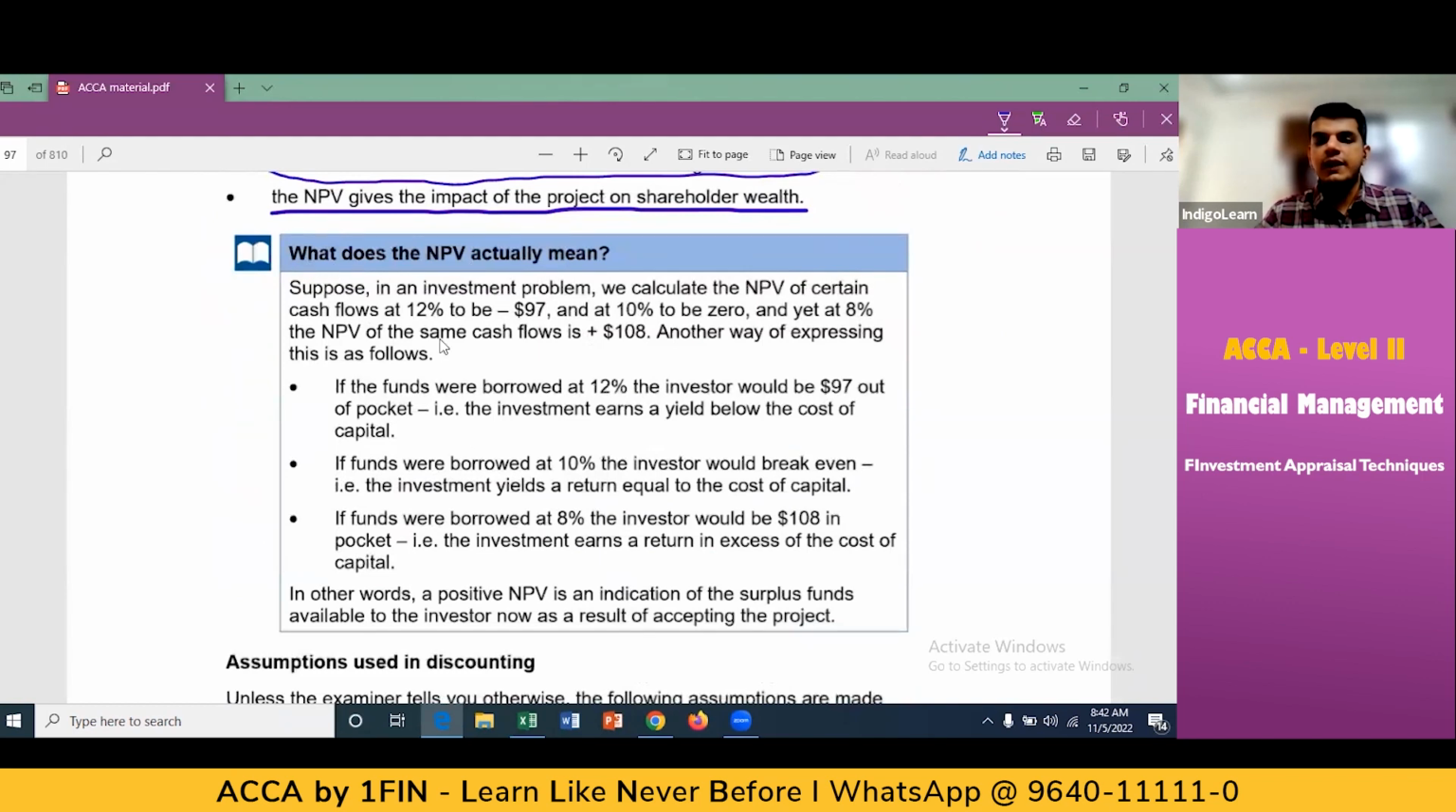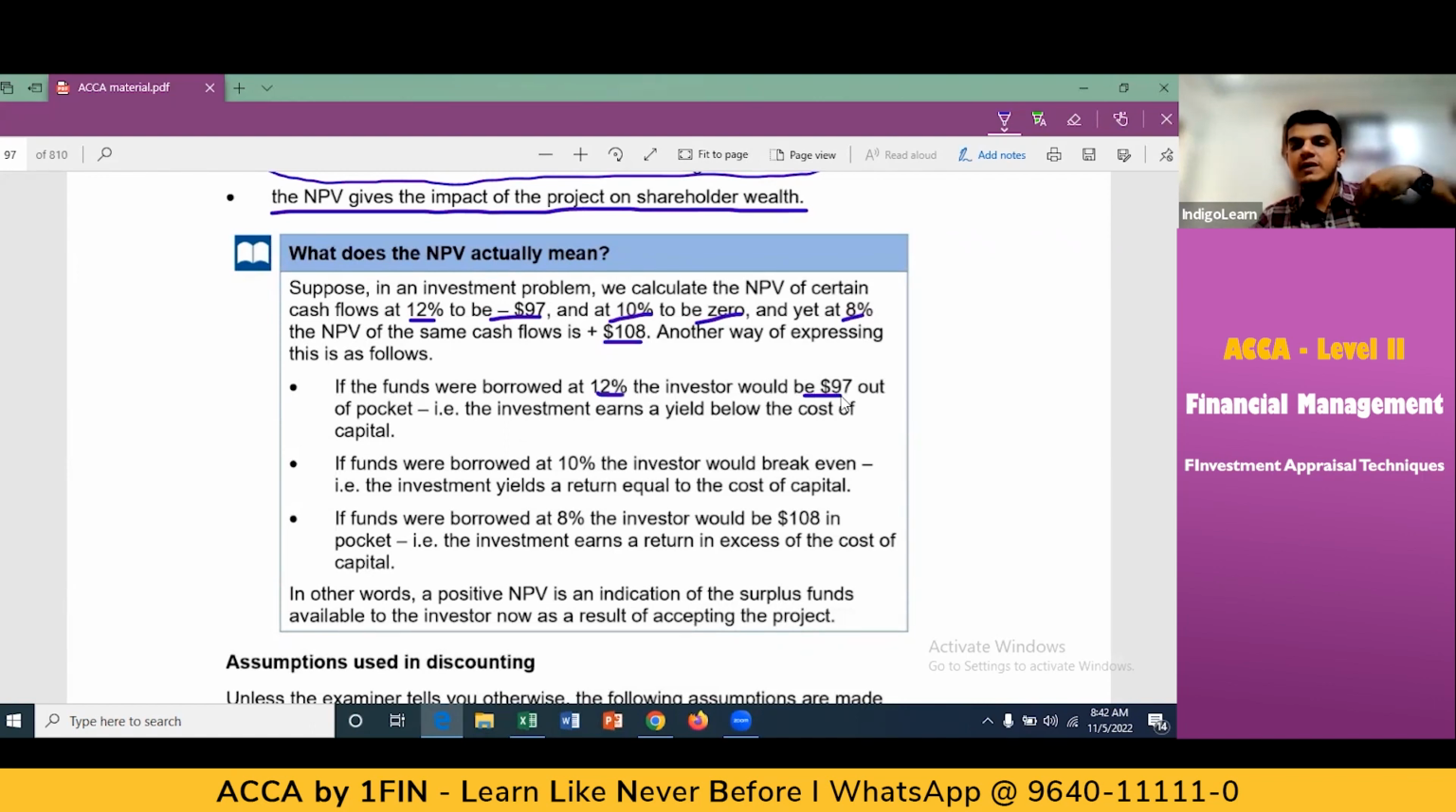We'll just go through it by example. Suppose cash flows at 12% interest or cost of capital give you minus $97 NPV. At 10% it is 0. At 8% it is positive 108. Then what will be the way of understanding NPV? If the funds were borrowed at 12%, the investor would be $97 out of pocket.